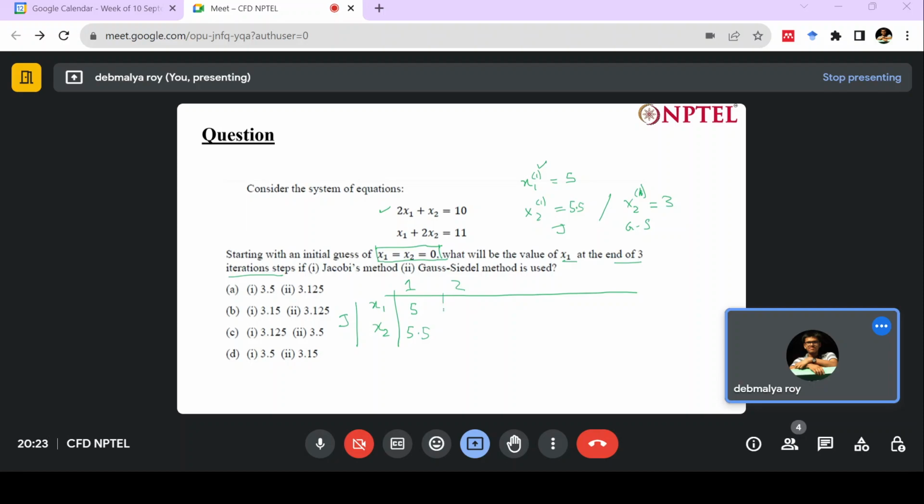In the second iteration, x2 is 5.5, so x1 will be 4.5 by 2. So 4.5 by 2 will be 2.25. Whereas x2: this was 5, so 6, this will be 3.